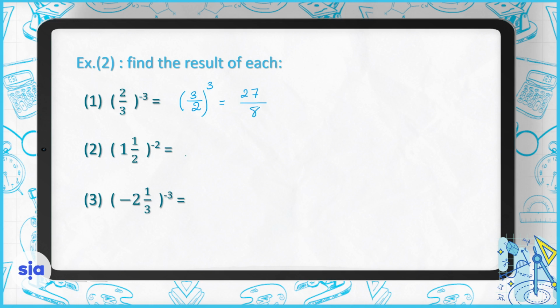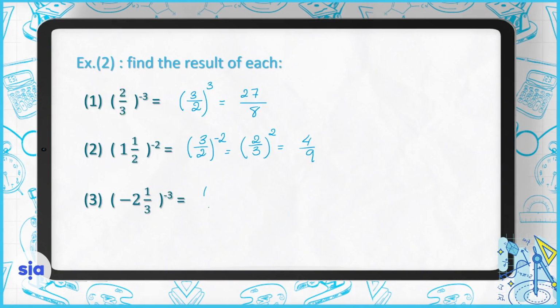Question 2, if we have a mixed number, we make it a fraction. So it's 3 over 2 to the power of negative 3. Then we flip the fraction, so it will be 2/3 to the power of 2. Then it is 4 over 9. Dear students, remember that we don't flip the mixed number. We change it first into a fraction and then we flip this fraction.